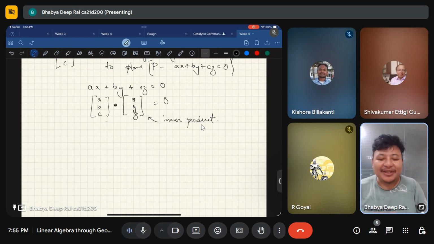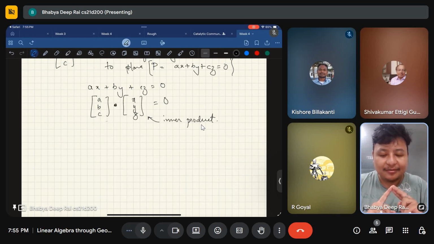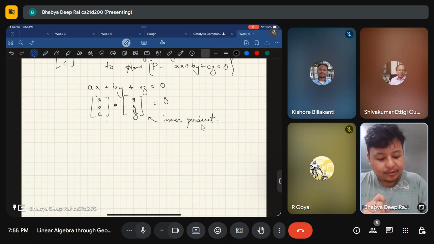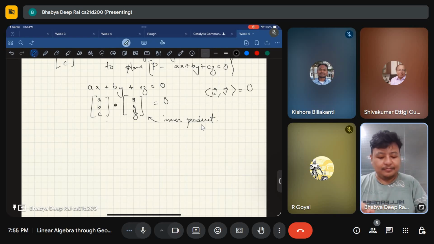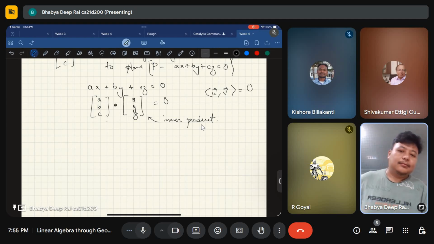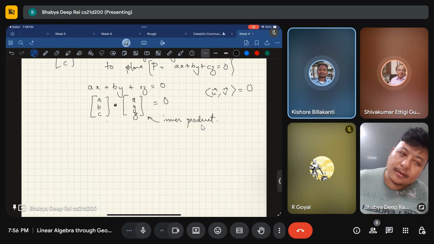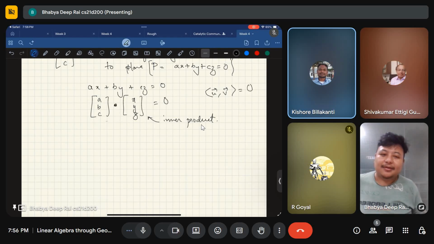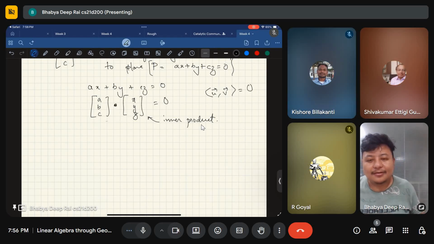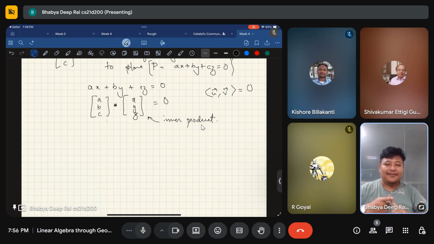So what does it mean when the inner product is 0? If there are two vectors u and v, and the inner product is 0, what does that mean? One vector is orthogonal to the other, perpendicular to the other vector. Yes. They are perpendicular to each other. They are orthogonal to each other.